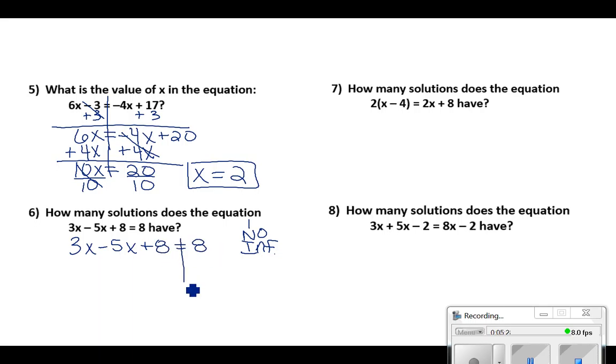We're going to combine like terms. 3x minus 5x is negative 2x plus 8 equals 8. Then we're going to subtract 8 from both sides.